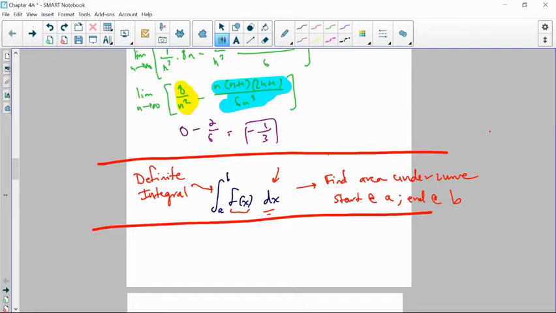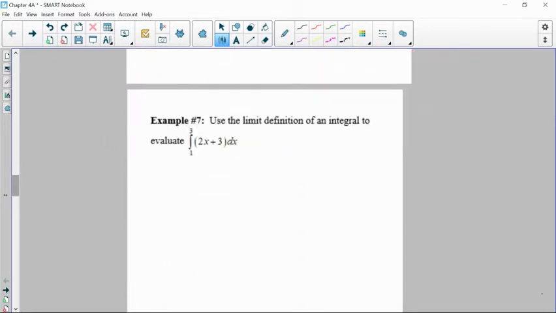Okay, so here's what I'm going to do. It says, use the limit definition of an integral to evaluate this. And when you see an integral, we're looking for area. We want to find the area under this curve, starting at 1 and ending at 3. Well, the curve itself is linear, so I don't necessarily need an integral to find it, but it also makes for a good example of checking to make sure we're doing this right.